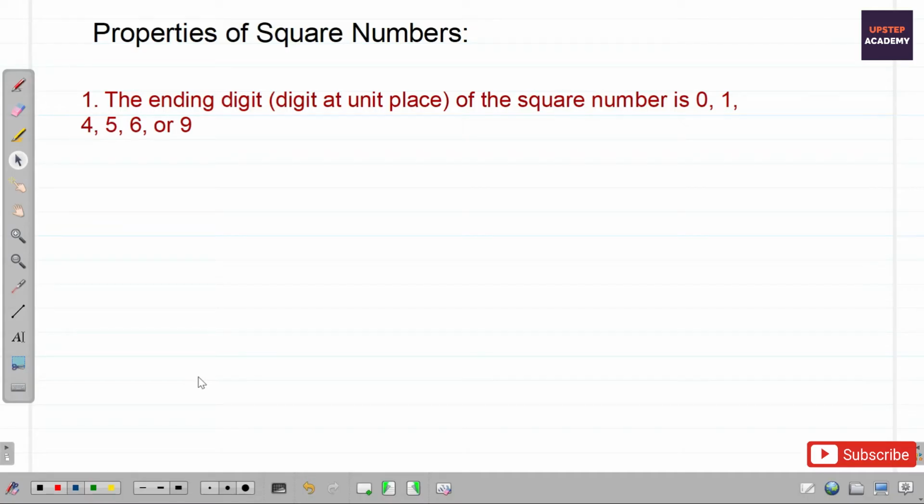Hey guys, in this tutorial we are going to see properties of square numbers and subsequently we will see the numericals based on properties of square numbers. Let's go and see the very first property of square number.